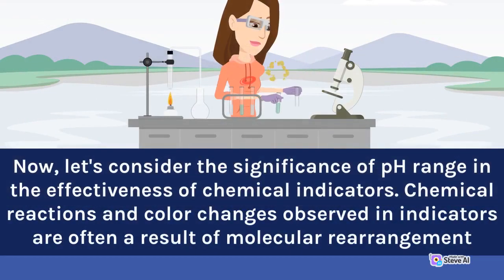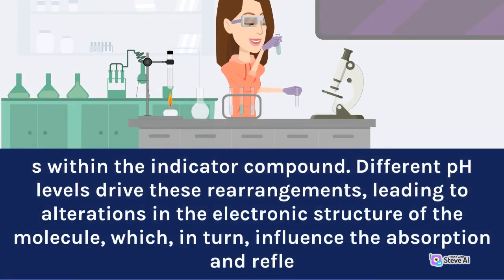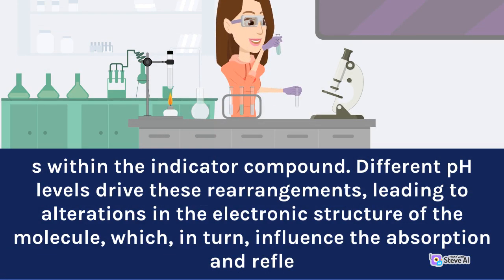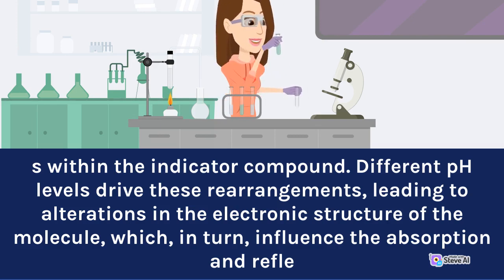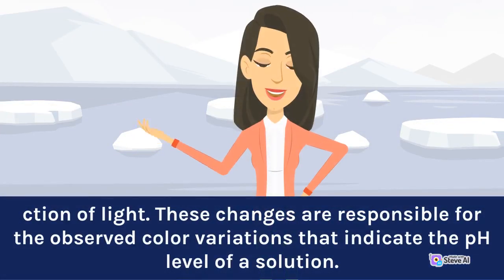Now, let's consider the significance of pH range in the effectiveness of chemical indicators. Chemical reactions and color changes observed in indicators are often a result of molecular rearrangement within the indicator compound. Different pH levels drive these rearrangements, leading to alterations in the electronic structure of the molecule, which, in turn, influence the absorption and reflection of light. These changes are responsible for the observed color variations that indicate the pH level of a solution.